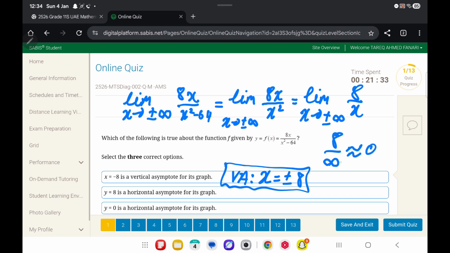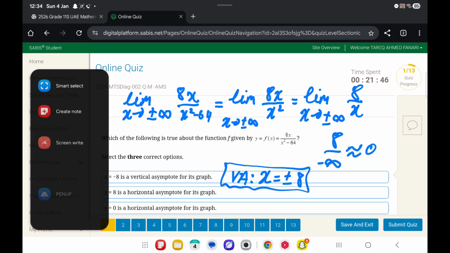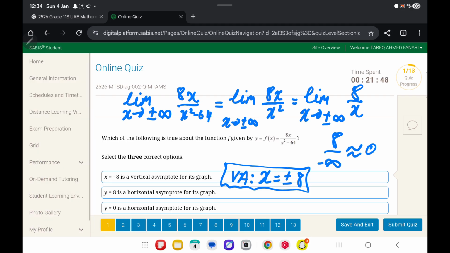So that means y equals 0 is a horizontal asymptote, right? This is a horizontal asymptote for this question. Now, try negative infinity as well, just to check. You'll get negative 0.00000, but again, that's just very, very close to 0, right? So you can confirm that y equals 0 is the horizontal asymptote. And these two are your solutions.